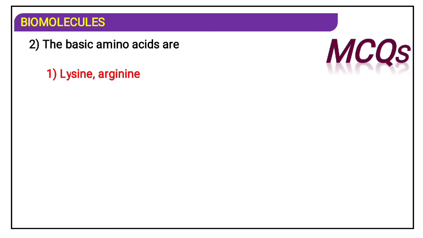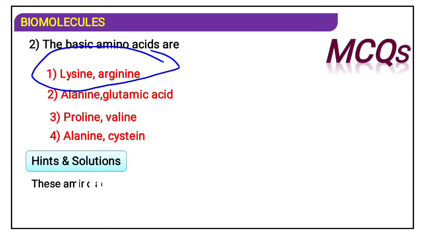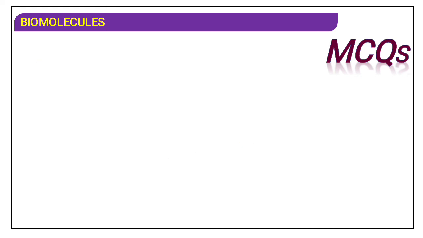Now tell me which pair is given that belongs to the basic amino acids. Lysine, and in the table we clearly have lysine and arginine belonging to the basic amino acids. Why? Because of the presence of more NH2 groups. That's why they belong to the basic amino acids. This is a hint that we have to follow.